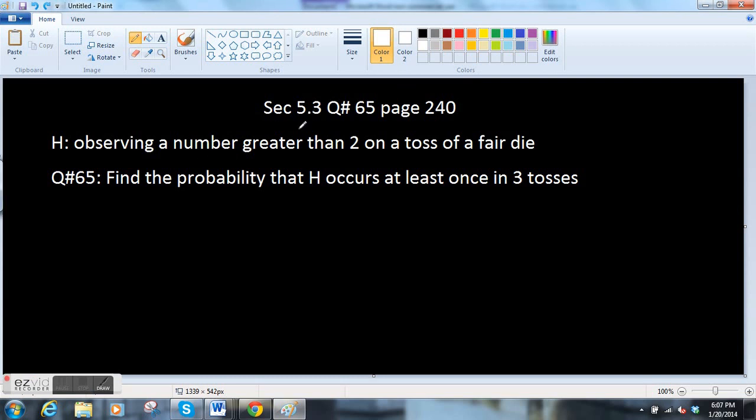Okay, section 5.3, always with conditional probability. Question number 65 on page 240. I wanted to work at least one problem. So here is one. Question 65.